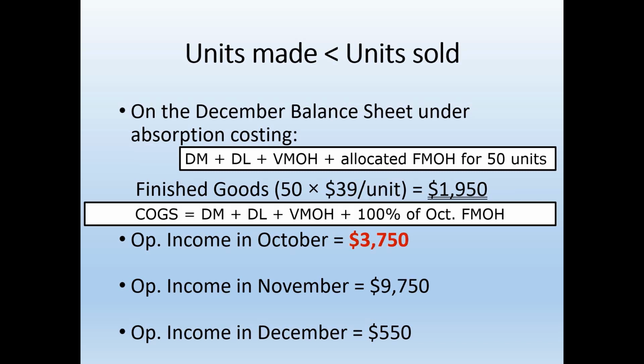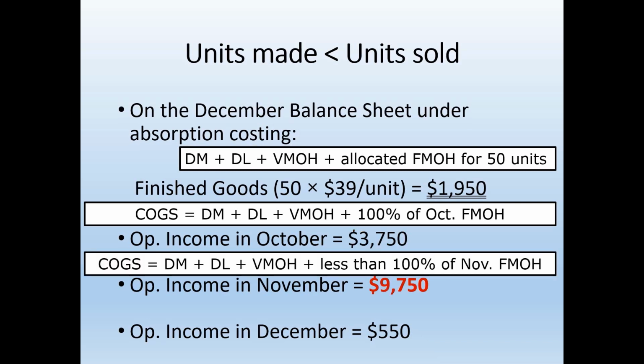Now, let's look at operating income over the 3 months. In October, we sold all of the units that we made. Therefore, 100% of October's fixed overhead ended up as part of cost of goods sold in October, because each unit carried its share of the fixed manufacturing overhead onto the income statement. In November, we didn't sell all of the units that we made.